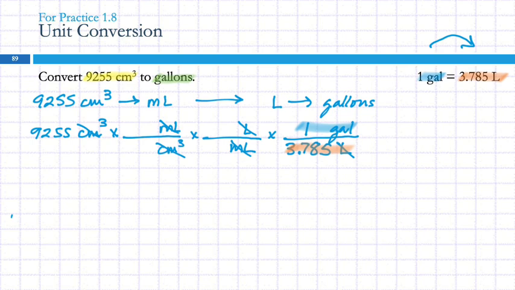Okay. How many milliliters to a centimeter? 1 to 1. That one's 1 to 1. And that's one that's easy to forget. Now, milliliters to liters.